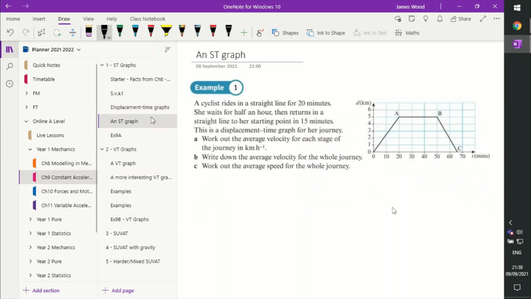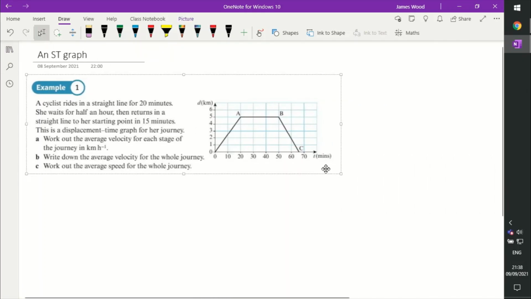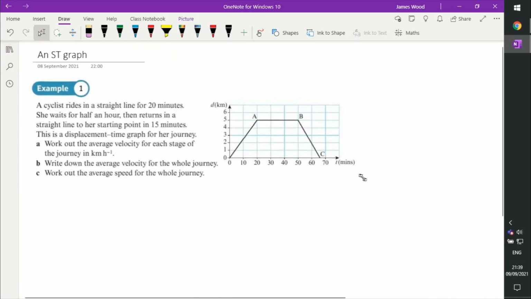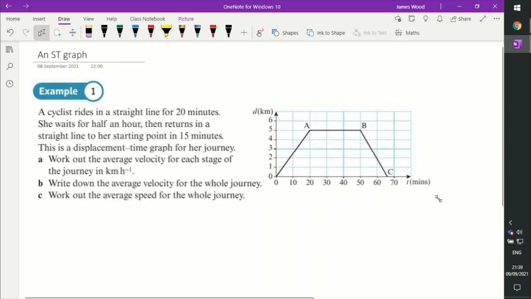Here's an example of a displacement time graph with a bit more context to it. It says a cyclist rides in a straight line for 20 minutes. She waits half an hour, then returns in a straight line to her starting point in 15 minutes. This is a displacement time graph for her journey. Work out the average velocity in each stage of the journey in kilometers per hour. So remember, this is displacement up the side and time along the bottom.